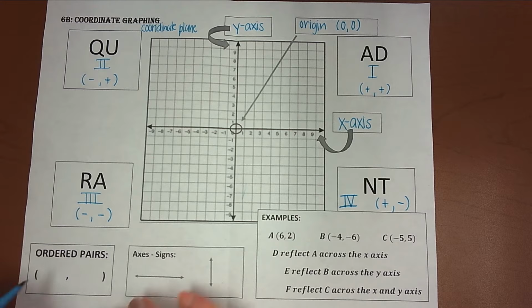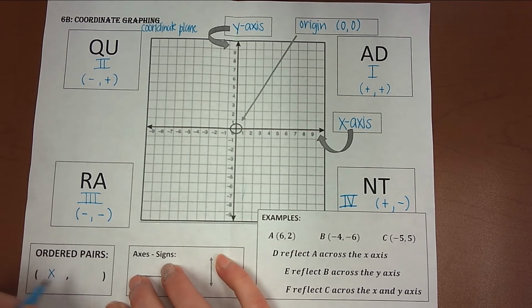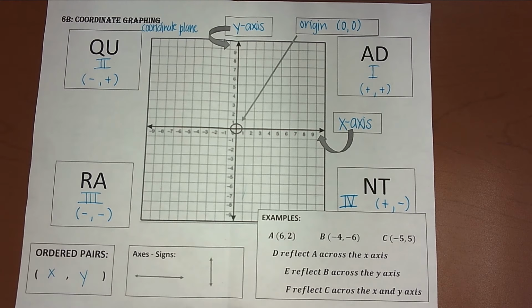And so ordered pairs always go in alphabetical order. X is listed first and then the y value. So just like they go in the alphabet, X first, then Y, I always want my ordered pairs written inside parentheses with a comma. It's super duper important that we do that. We write those ordered pairs with parentheses and with a comma.